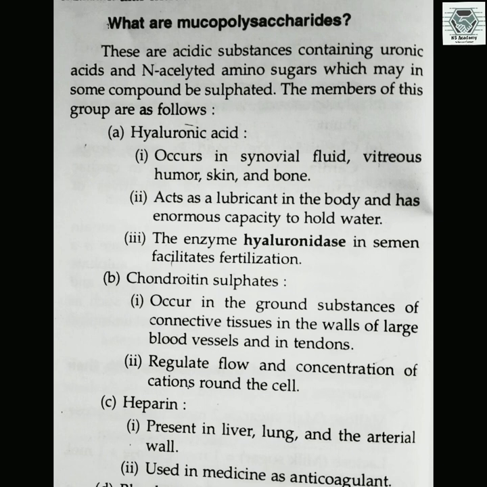Now, what are the mucopolysaccharides? They are acidic substances containing uronic acids and N-acetyl amino sugars. Like hyaluronic acid, which occurs in synovial fluid, vitreous humor, skin and bone, and acts as a lubricant in the body; the enzyme hyaluronidase is found in semen. Then chondroitin sulfates and heparin. Heparin is present in the liver.